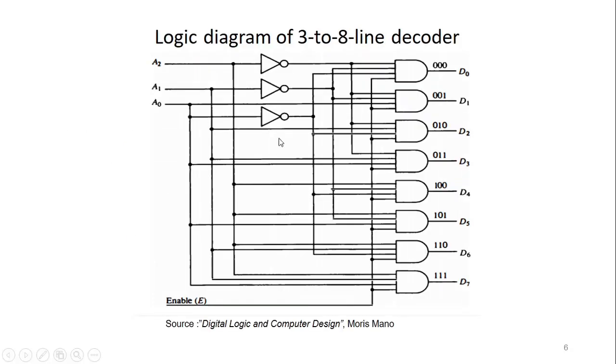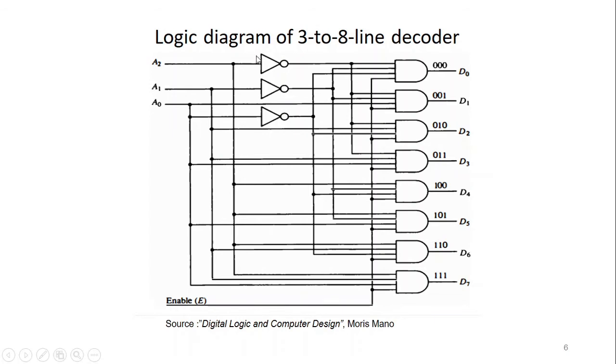This shows the logic diagram of a 3 to 8 line decoder. That means here the number of inputs is 3 and the number of outputs is 8. The inputs are the A0, A1, A2 bits and the output bits are D0, D1, D2, D3, D4, D5, D6 and D7. Here we have one more input known as enable, which enables the decoder circuit.